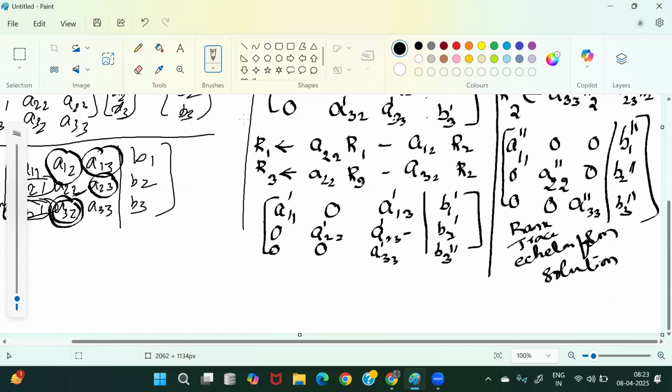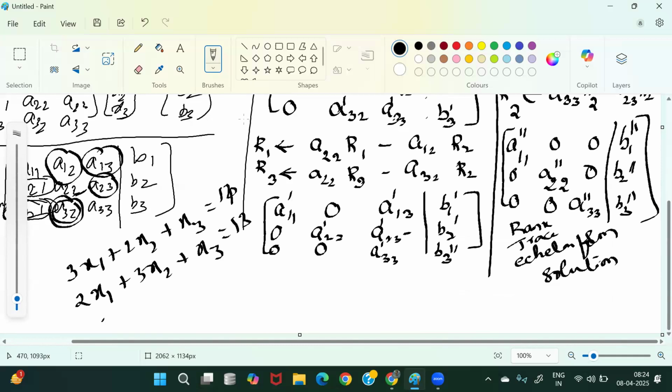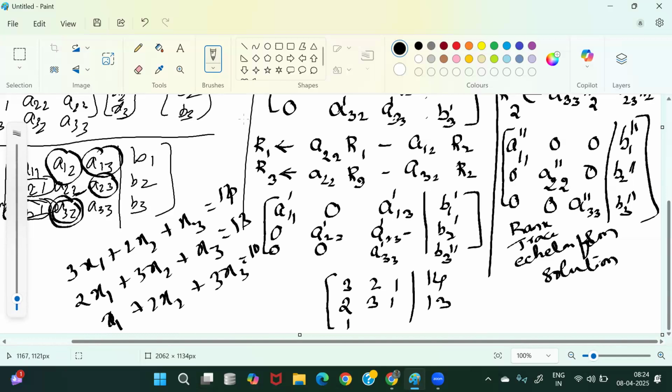Let us take the example of three equations. Say 3x1 plus 2x2 plus x3 is equal to 14. 2x1 plus 3x2 plus x3 equal to 13. x1 plus 2x2 plus 3x3 equal to 10. So the augmented matrix is 3, 2, 1, 14; 2, 3, 1, 13; 1, 2, 3, 10. This is the augmented matrix, 3 rows and 4 columns.